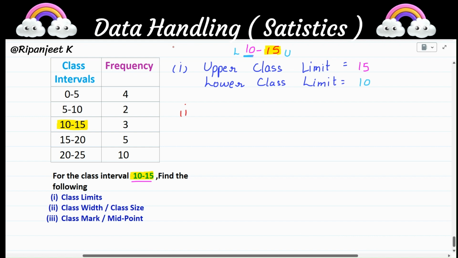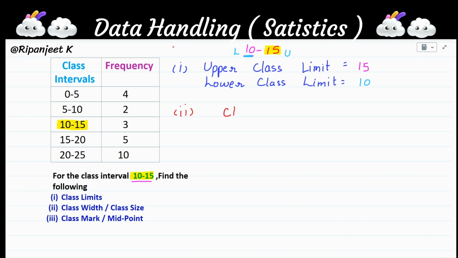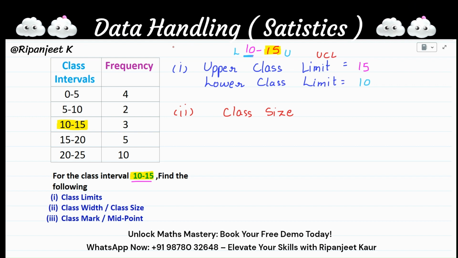Now secondly, we are asked about the class width or the class size. First of all, the class width and the class size mean the same thing. So let us write over here the class size. Now what is a class size? For simplicity, the upper class limit is also written as UCL, and the lower class limit is also written as LCL.